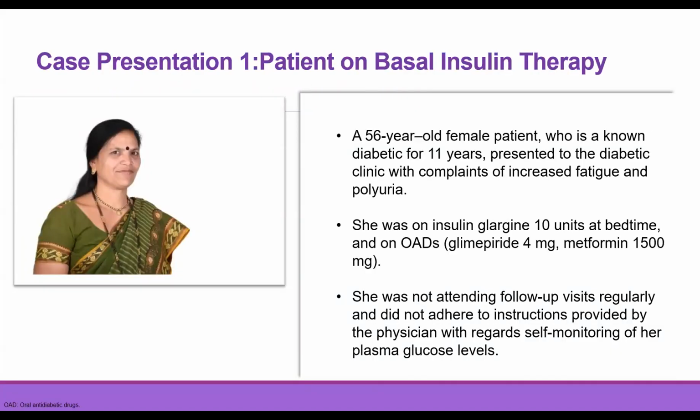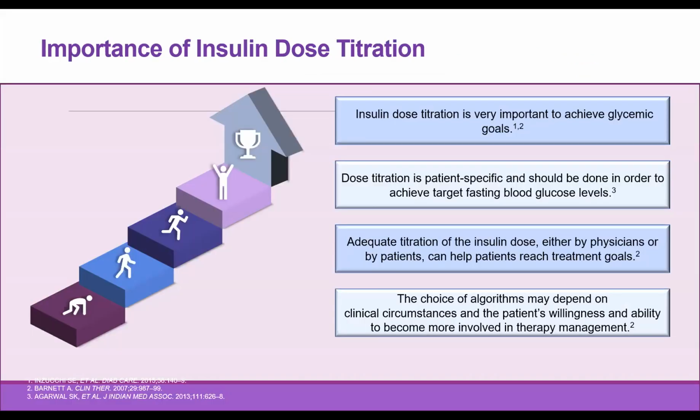So this is a 56-year-old female who is known diabetic for 11 years, presented to the diabetic clinic with complaint of increased fatigue and polyuria. She was on insulin glargine 10 units at bedtime and on glimepiride and metformin. She was not attending follow-up visits regularly and did not adhere to the instruction provided by the physician with regard to self-monitoring of her glucose level.